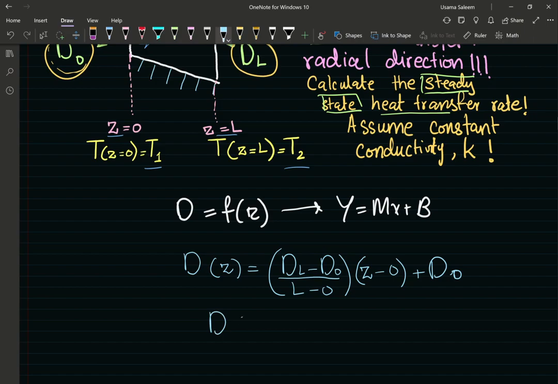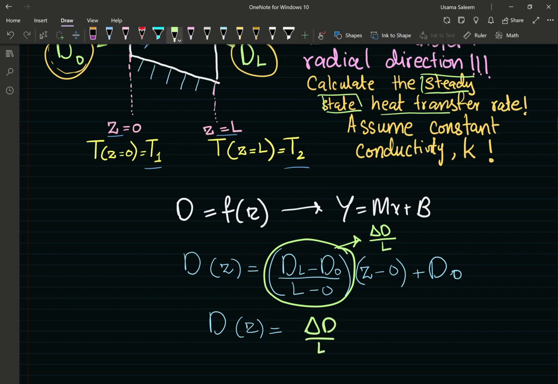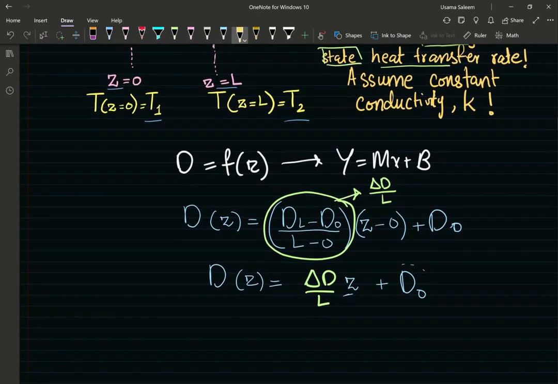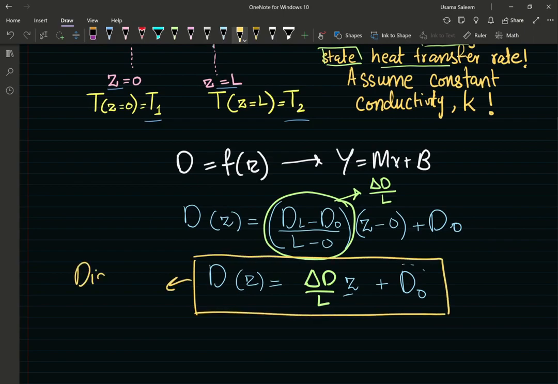That's my function. This right here is my slope. I'm just gonna call this delta d, the change in diameter over the change in length. So that's gonna be my slope times z, of course my independent variable, plus my initial diameter. If I plug in z equals 0, I'll get the initial diameter, so that's good. All right, so now I have my relationship. This relationship gives me my diameter at varying axial lengths.